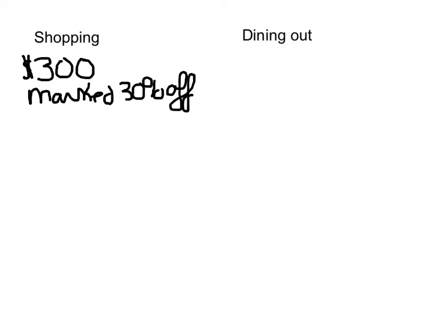If I wanted to do that sort of the long way, I could take 30% of 300, which is $90, and then subtract 90 from $300 and get $210 for the jacket. But that involves multiplying and subtracting.